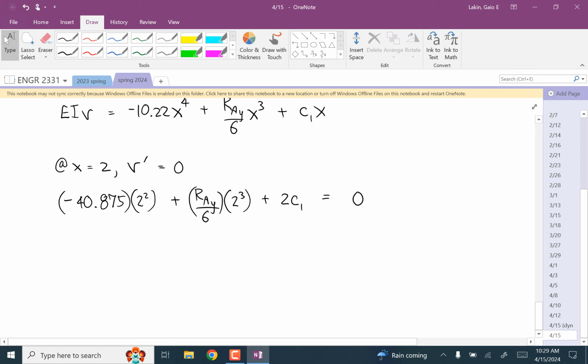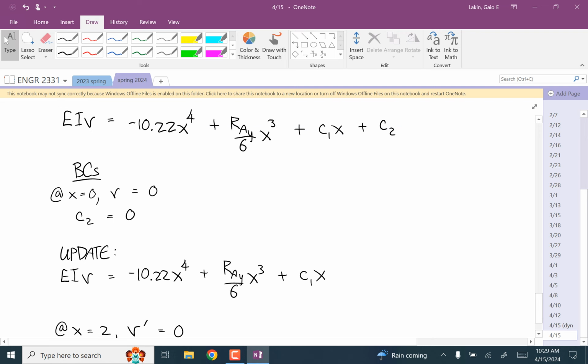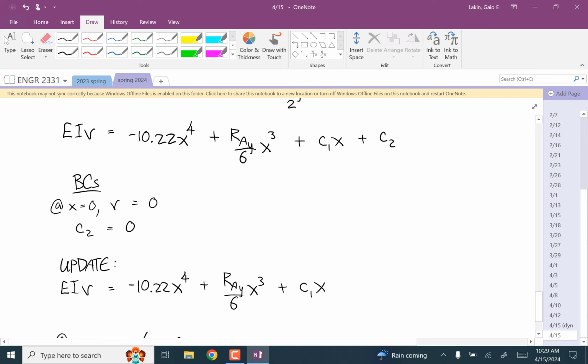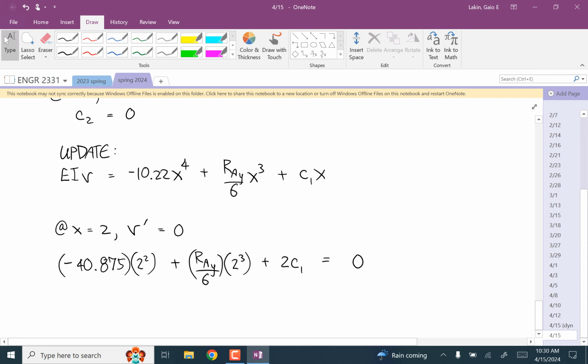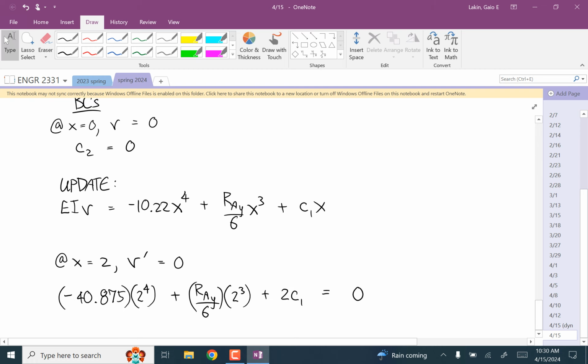I believe you have the cube and the square backwards. Yeah, that should be a fourth and third. Here we go. Wait, on C1, should C1 have a 2 on it? That's the 2 there.